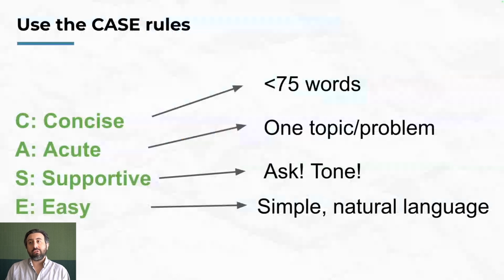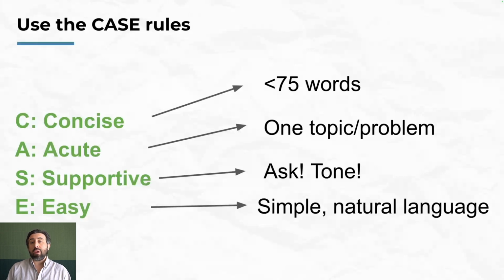We want to be concise. So for concise, we want to be 75 words or less whenever possible, and I think usually it's possible. So don't be lazy here. Really spend your time on the edits to be as concise as you can. Focus on one topic or problem that's acute, right? We don't want to cover everything and breathlessly word vomit onto our prospect. Look at all the stuff we can do. Boom, boom, boom, boom, boom, bam, bam, bam, bam, bam. We don't want to do that at all. We want to make sure we're focused on one thing at a time.